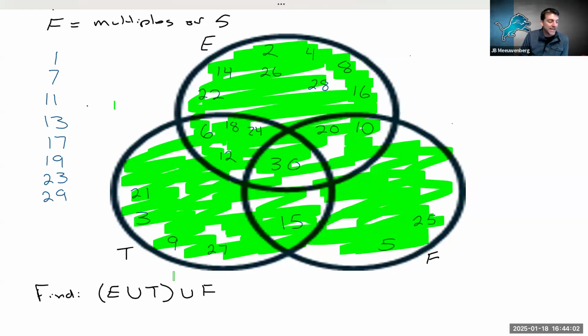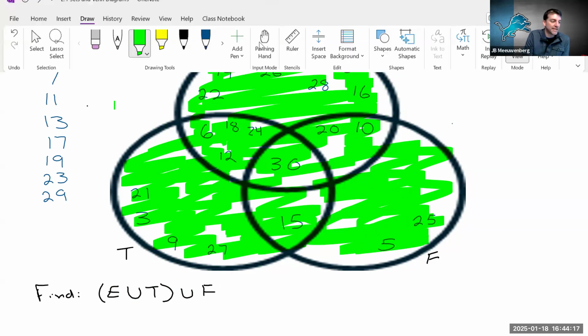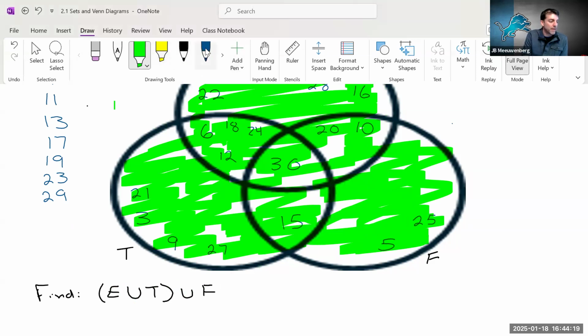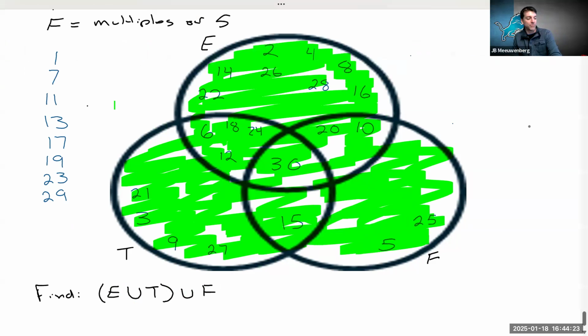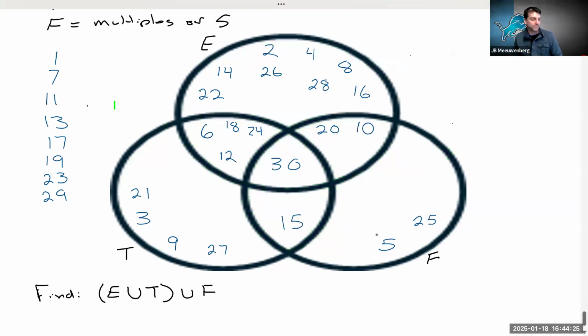So basically, the union of E and T with the union of F is all of the numbers that you would see listed inside here. None of these out here, okay? So we're going to do some shading, again, to demonstrate some of these ideas. So let me undo that. I'm going to undo that shading, and we'll do the next one.